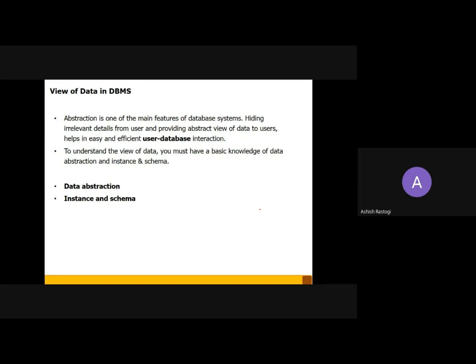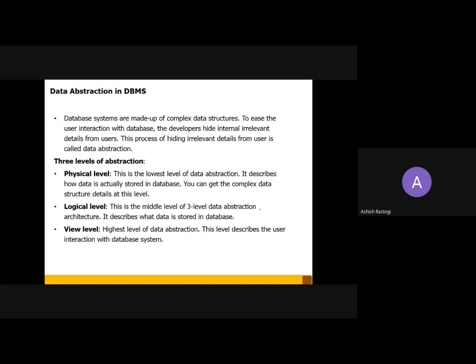So to understand the view of data, you must have the basic knowledge about abstraction. Abstraction means how much data you can access from a particular level of the DBMS. There are three levels of the DBMS: one is the physical level, one is the logical level, and one is the view level.